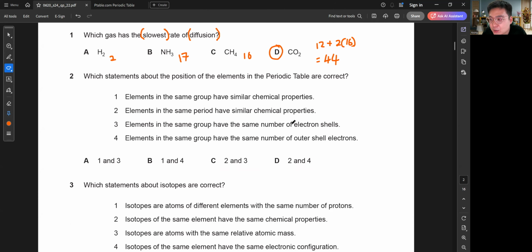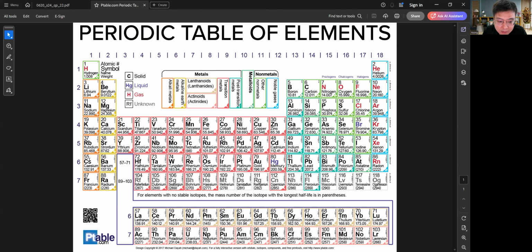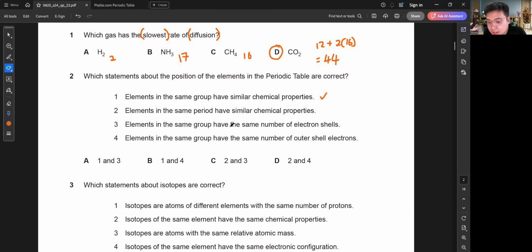Now let's move on to question 2. Which statement about the positions in the periodic table is correct? Elements in the same group have similar chemical properties. Yes, correct. Because in the periodic table, for example, group 1 all have 1 valence electron. Group 2 has 2 valence electrons. And their chemical properties depend on how many valence electrons they have. So yes.